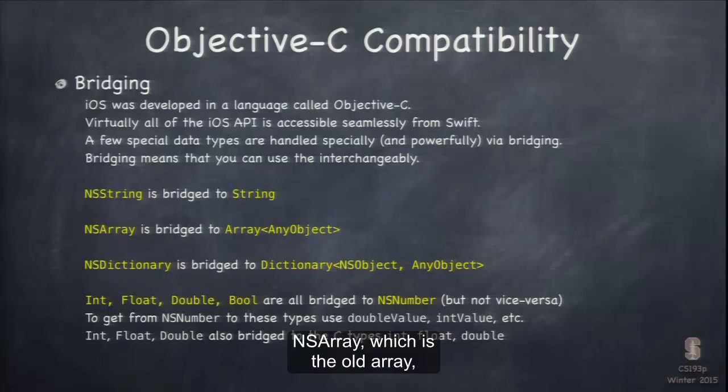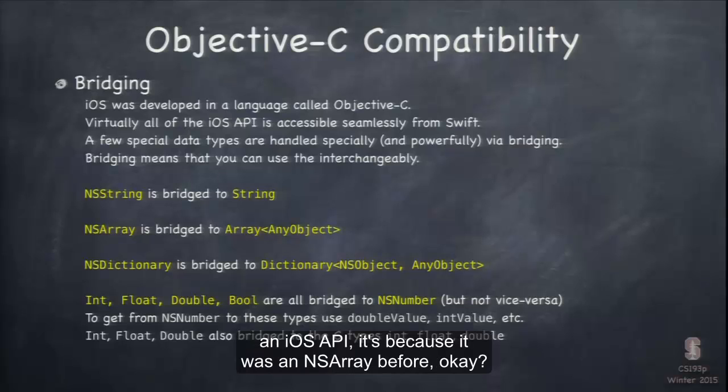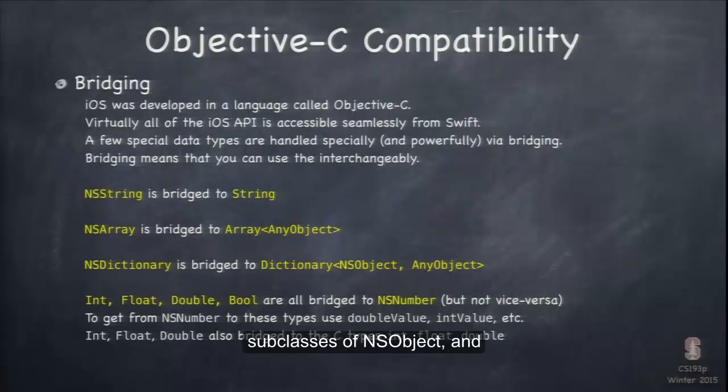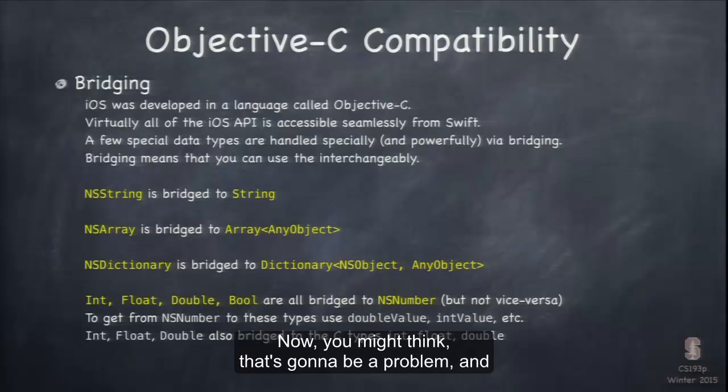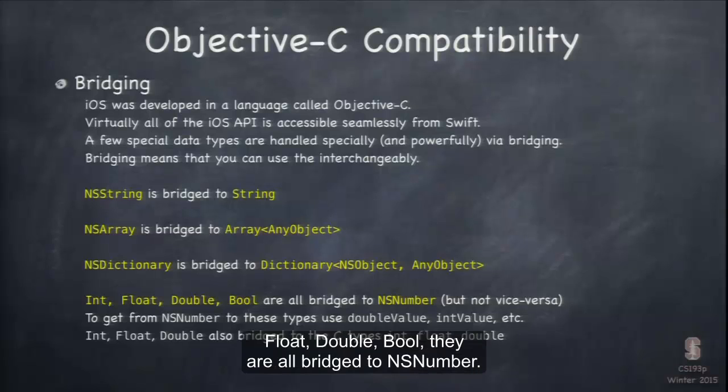NSArray, which is the old array, is bridged to array of AnyObject. Okay, so anytime you see an array of AnyObject in an iOS API, it's because it was an NSArray before. Okay? Then NSDictionary is an interesting one. It's bridged to dictionary where the keys have to be subclasses of NSObject, and the values are AnyObject. Okay? Now, you might think, oh, that's going to be a problem, and I'll explain a little bit why that's not in a moment. And then, of course, Int and Float, Double, Bool, they're all bridged to NSNumber.